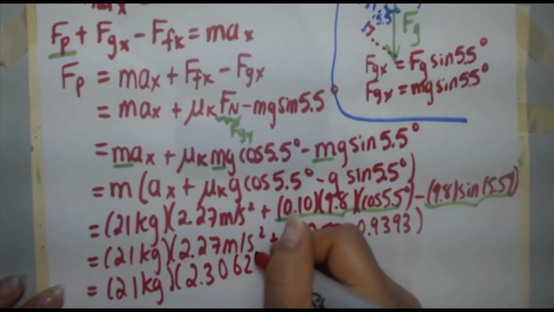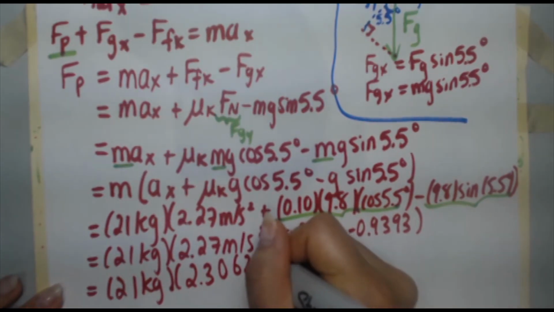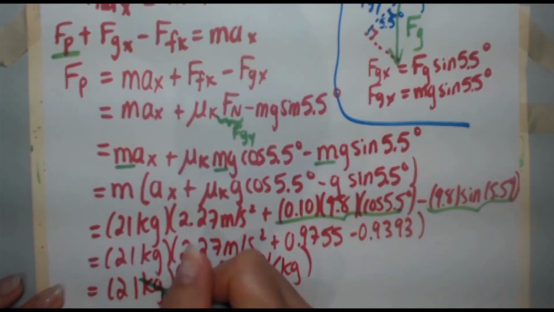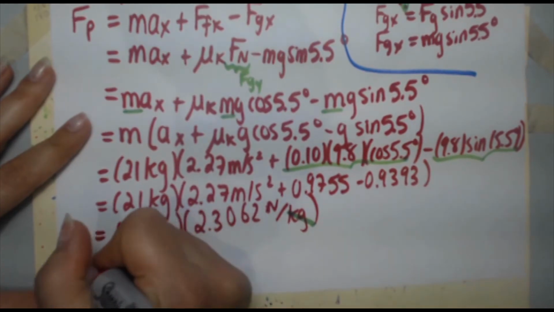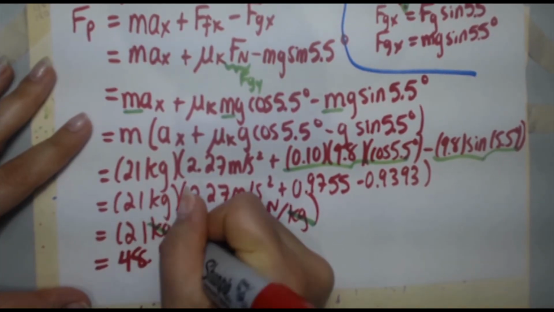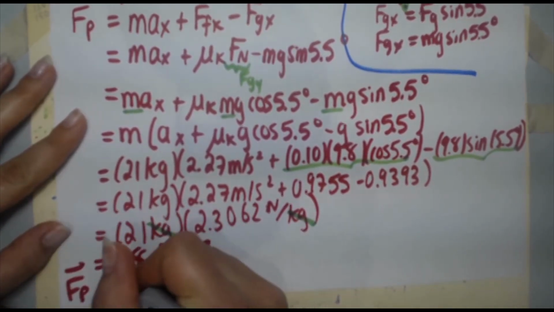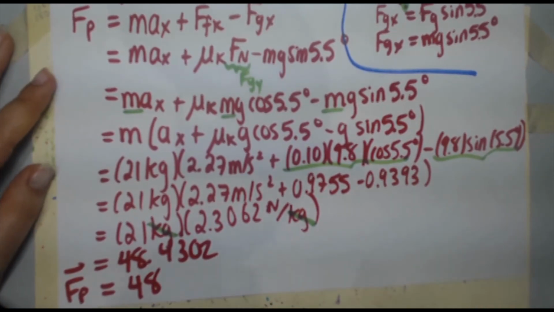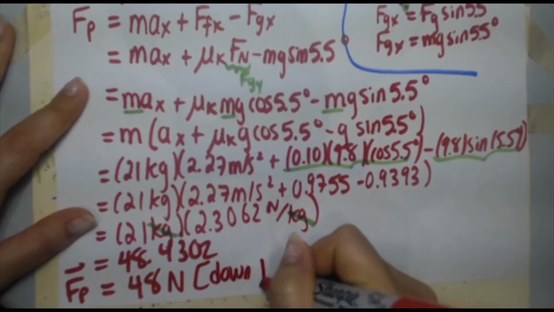Now we can enter this all in our calculator, and we're going to get 21 kilograms times 2.3062. The unit for this, because these are all technically accelerations, comes out to be newtons per kilogram, and that allows us to cancel out the kilograms. We're almost done here. When you enter this into your calculator, you're going to get 48.4302, which by rounding, we get the F push to be about 48 newtons. Because this is a vector quantity, you have to indicate the direction with it. F push is 48 newtons down the incline.